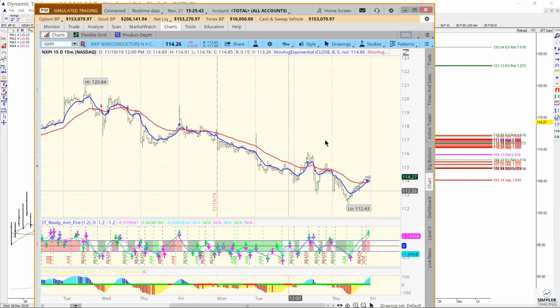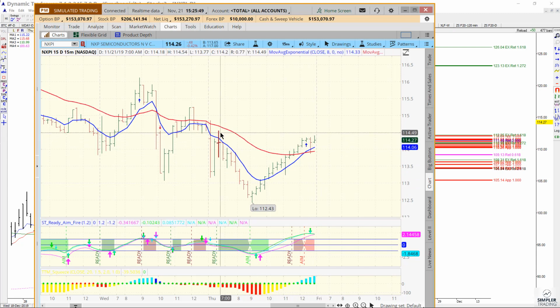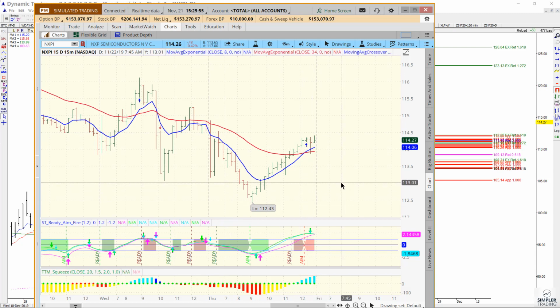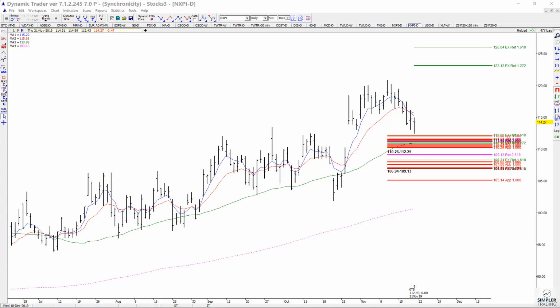Okay, it looks like the 15 is trying to trigger. Actually, you do have the crossover here. Let's see if we also took out a prior swing high. Not quite yet. So you're very close to an entry that you can look at in this one, but it's not quite ripe for keeping it overnight just yet.